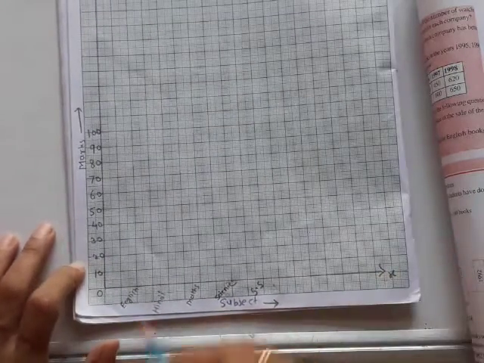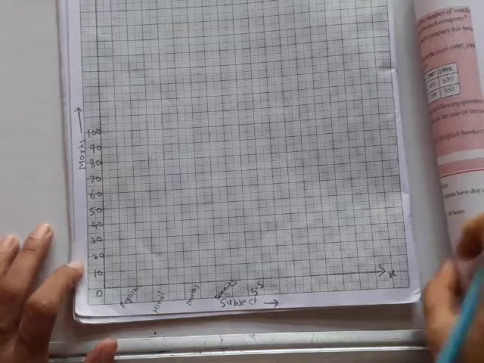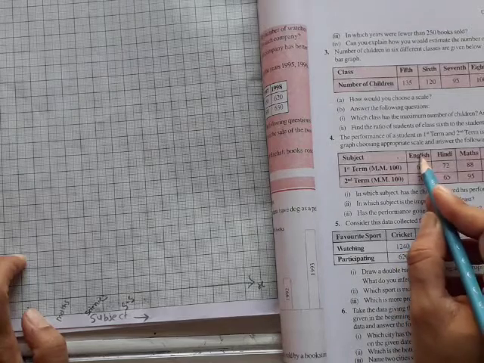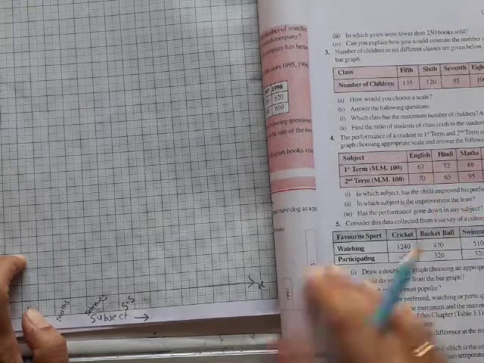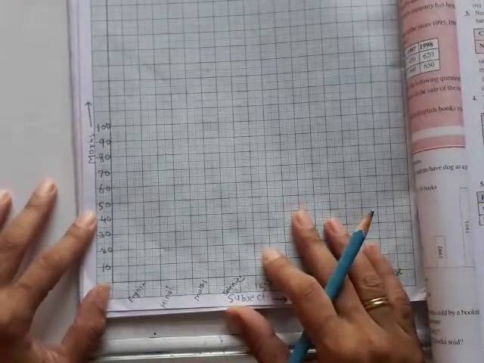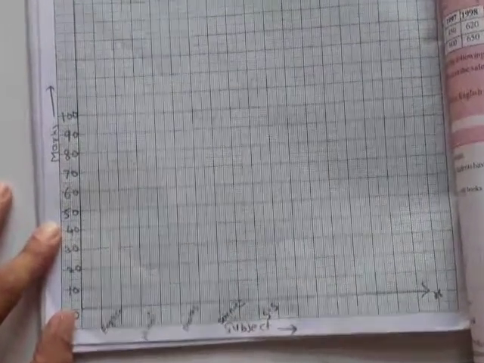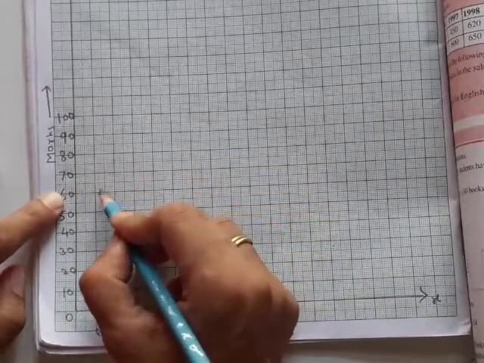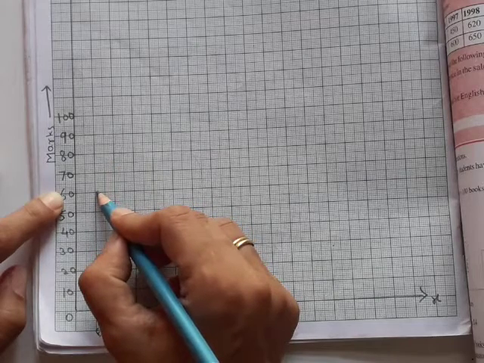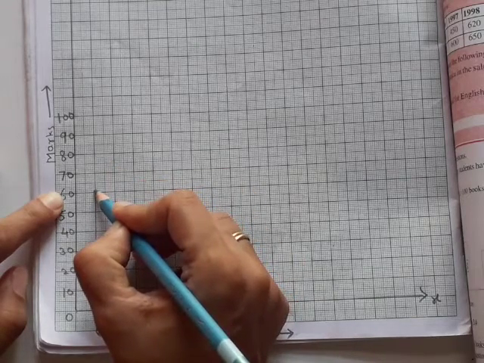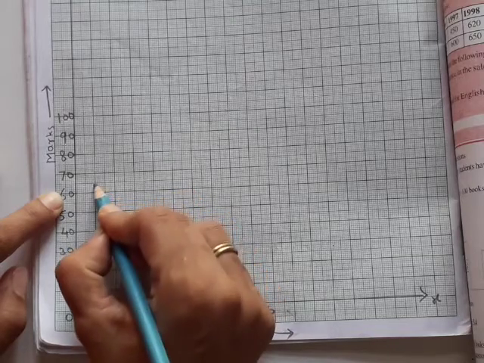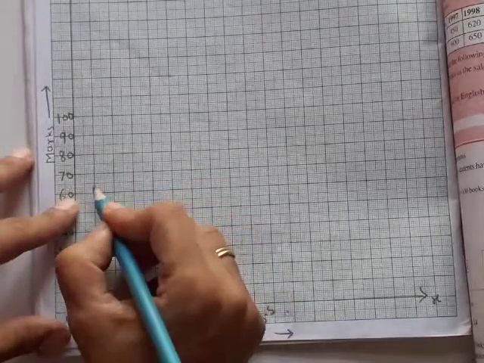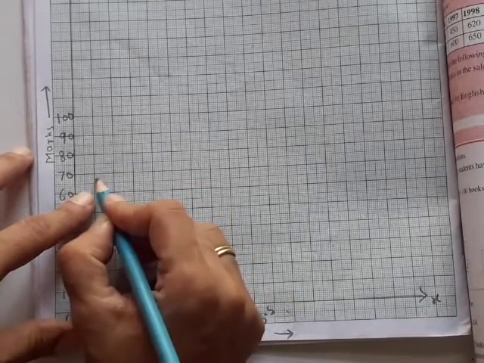Now we take the first term marks. How many marks here? 67 marks in English in the first term. So first we mark 67. Where is 67? Here we see 60, and after 60 you have to take small lines. How many lines? 7 lines: 61, 62, 63, 64, this is 65, then 66 and 67. Here we get 5 and this is 2 lines.